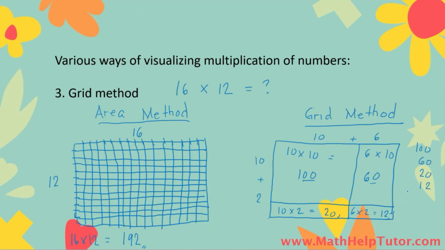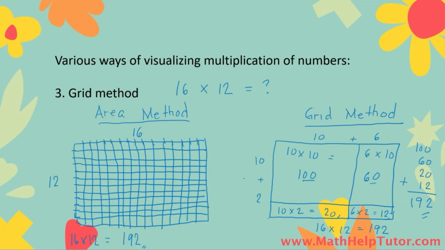And then we're going to use the standard algorithm to add all these numbers. So 0 plus 0 plus 0 plus 2 is 2. 0 plus 6 plus 2 plus 1 is 9. And 1 plus 0 plus 0 plus 0 is 1. So we get the answer of 192. So using the grid method, we could know without that much work, as compared to the area method, that 16 times 12 is equal to 192.